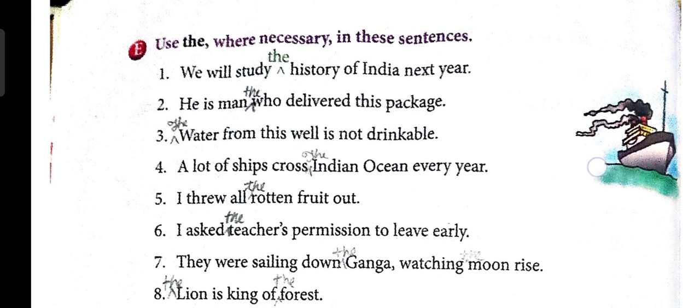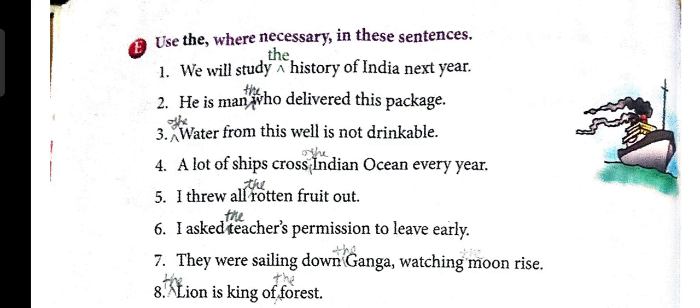Now we are going to exercise E. In exercise E, what it is saying is: use the where necessary in the sentence. हमको द का यूज करना है जहाँ पे उसकी नीड होगी. ठीक है, तो पहले देखिए, we will study the history of India next year. In question number 2, he is the man who delivers the package.